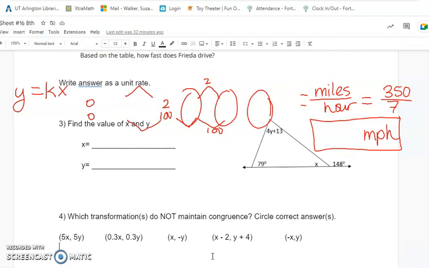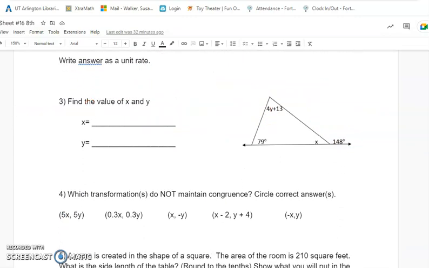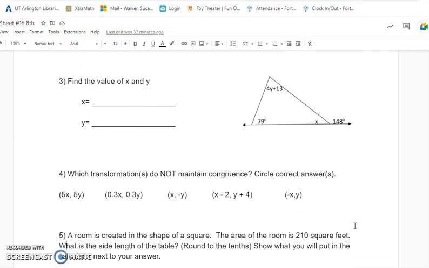And now we're going to try number 3. It says find the value of x and y. So again, remember, we start with x. These two, it doesn't matter where we start. These two are supplementary, so they add up to 180. X plus 148 equals 180. You can write that as an equation if you want, or you can solve it a different way. But these two should add up to 180.